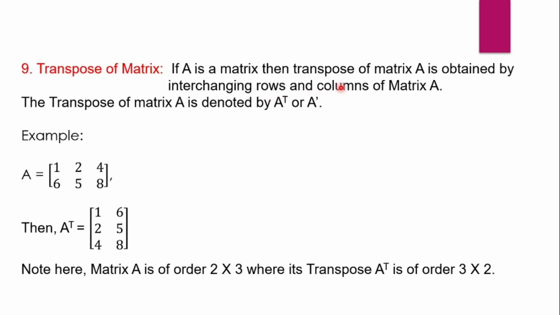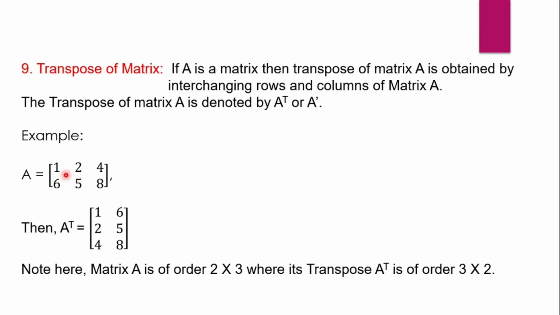If A is a matrix, then the transpose of matrix A is obtained by interchanging the rows and columns of the matrix. Whenever we try to find the transpose of a matrix, we just have to interchange its rows into columns. The transpose of matrix A is denoted by A transpose or A dash. For example, suppose I have a matrix A whose elements are 1 2 4 and 6 5 8, and how do we find its transpose?